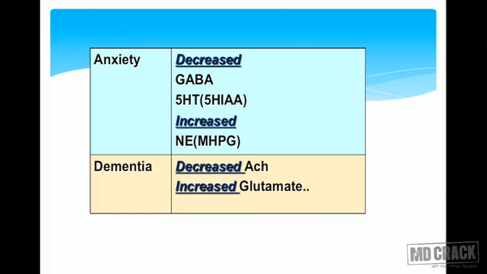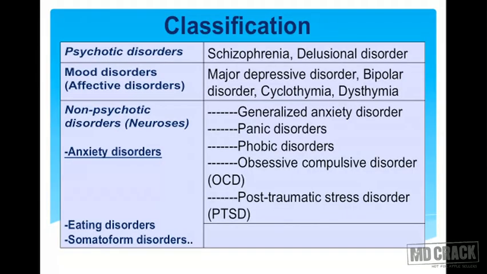Basically, these drugs are antidepressant drugs. The selective serotonin reuptake inhibitors, or SSRI, are basically antidepressants, but they are extremely useful in various anxiety states. The reason is that in anxiety there is decreased 5-HT. You can give an SSRI and you can increase the level of 5-hydroxytryptamine. Then in dementia, as you know, there is decreased acetylcholine and there is increased glutamate. So that's about dementia. Now let's go on to classify the various psychiatric disorders.